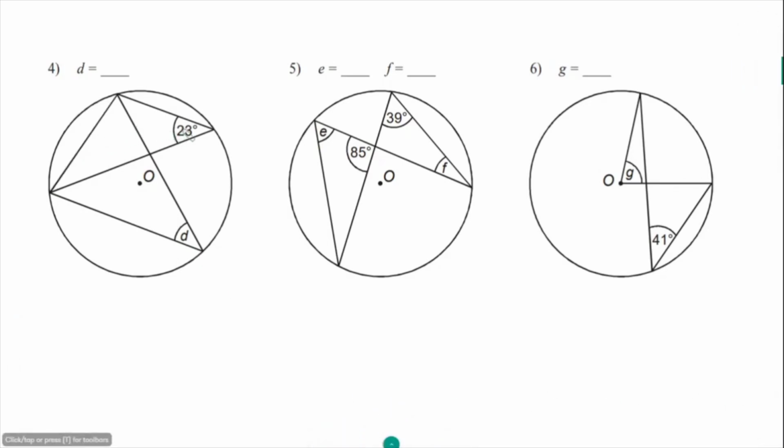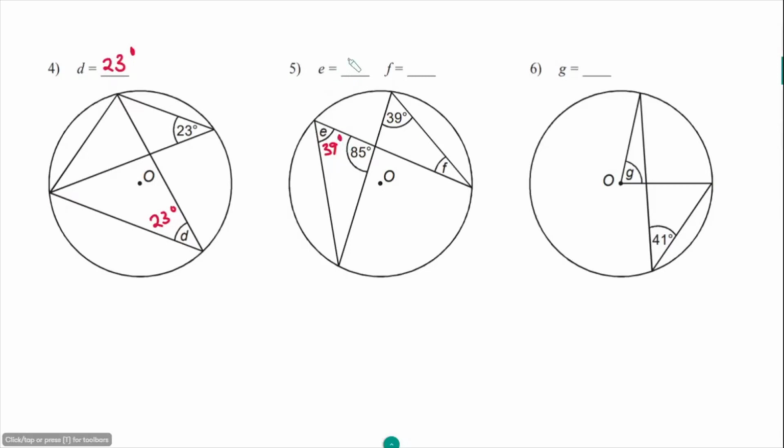Okay, so if it's 23, D is going to be 23. Okay, so D is 23. The reason is because angles in the same segment are equal. Okay, and the same for number 5. If here is 39, letter E should also be 39, angles in the same segment. So letter E is going to be 39 degrees.